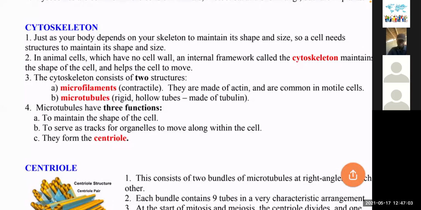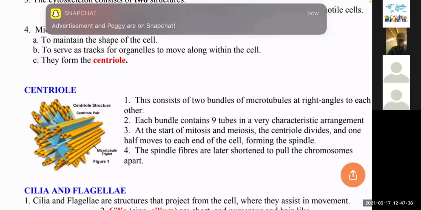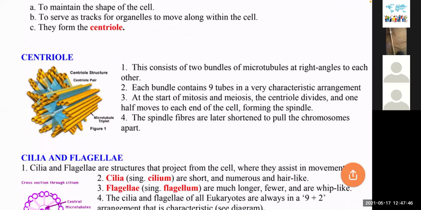So the cytoskeleton we are describing as these two structures that we are talking about here. The microfilaments, which help in movements. And we have the microtubules, which help in maintaining the shape of the cell and serve as tracts for organelles to move along within the cell. They form the centriole. The centriole, here they have even introduced it. It is also one of the cell organelles. Centriole consists of two bundles of microtubules at right angles to each other.